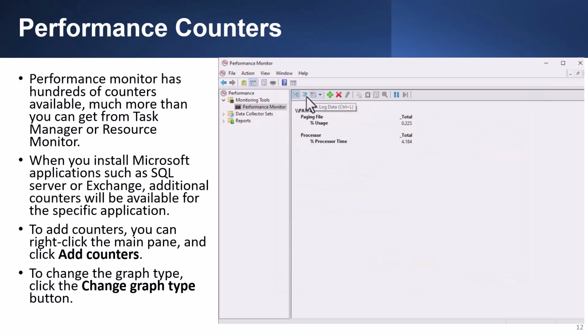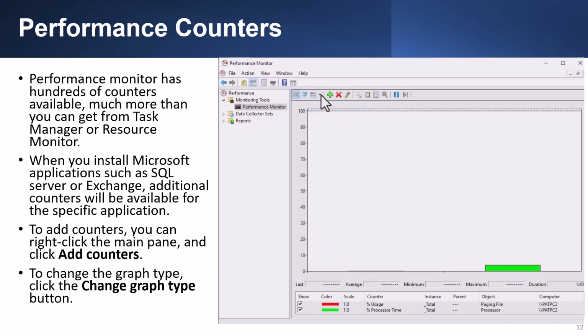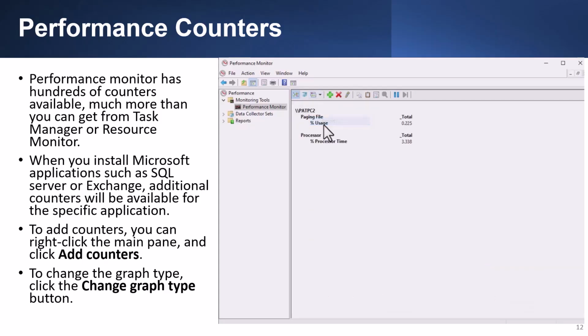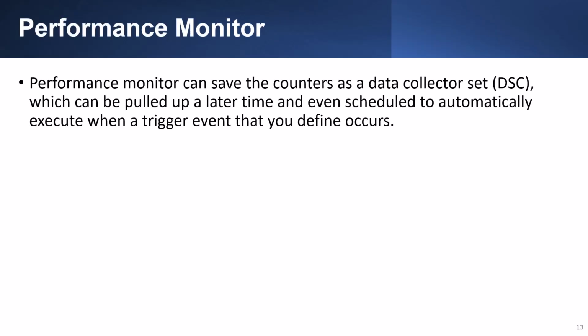To change the graph type, click the Change Graph Type button. Performance Monitor can save the counters as a data collector set, or DCS, which can be pulled up at a later time and even scheduled to automatically execute when a trigger event that you define occurs.